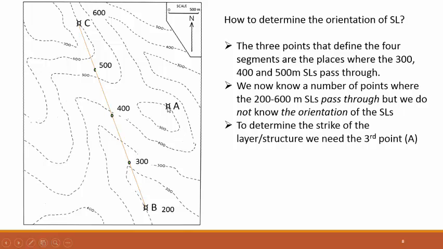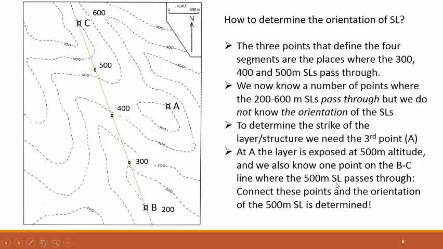We know from the exposure here at point A that here at 500 meters the strike line runs through, and we have constructed a second point where we know the 500-meter strike line must come through. Easy enough, we just connect these 2 points in order to get the 500-meter strike line. A and this point are both on the 500-meter strike line. This here is the strike. This is the strike of the planar layer that we are looking at.